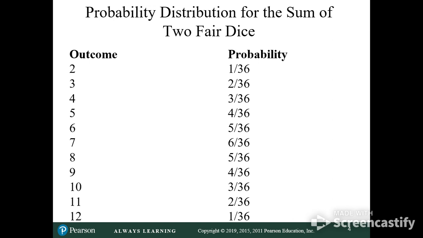A 3 could be a 2 on one and a 1 on the other, or a 1 on the first one and a 2 on the second one. So that's why there are 2 chances. A 4 is a 1 and a 3, or a 2 and a 2, or a 3 and a 1. That's why there's 3 chances, and so on. So it goes up. 7 is the most likely number you get from rolling die, because a 4 and a 3, a 2 and a 5, a 1 and a 6, and then on back down with the other ones. So those are probability distributions for that.